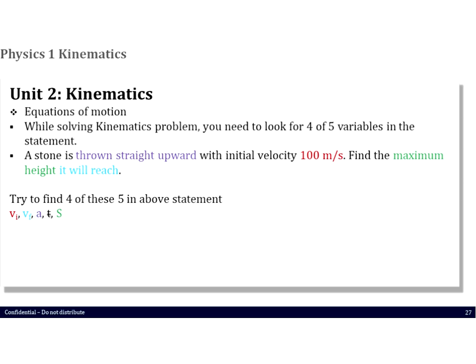This is the problem, but let me give you a hint first. Find the maximum height it will reach. The clue here is its final velocity will be 0 at that point. When you throw something upward, it goes, and at the final point, it stops for a bit and then starts falling down. So that's the clue. Solve the problem and let's see.